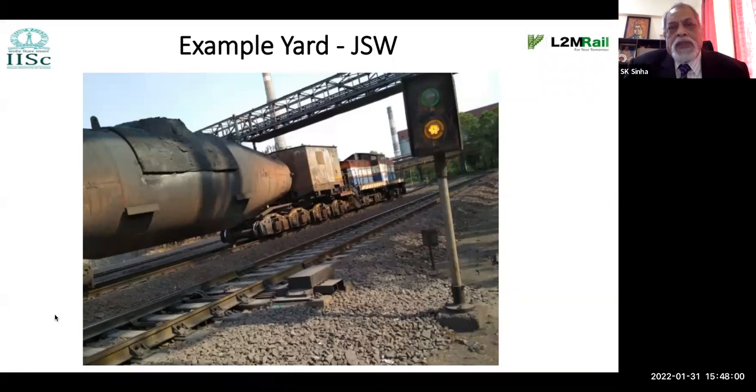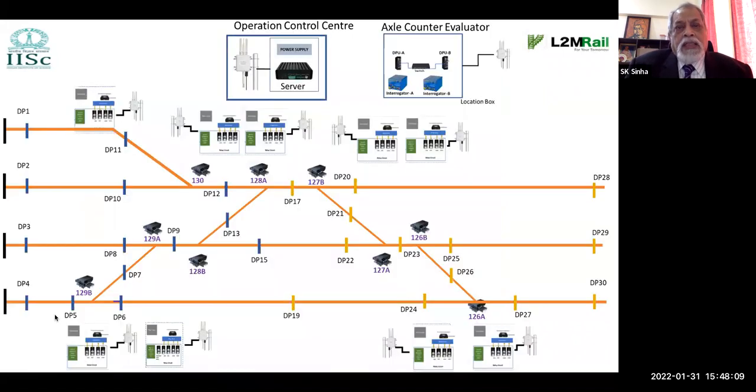So we have worked for nearly two years to develop a system for such yards, and one is implemented in this JSW. This is a small portion they gave us, about less than a kilometer long. These are the four unloading points. These are in the steel melting shop.